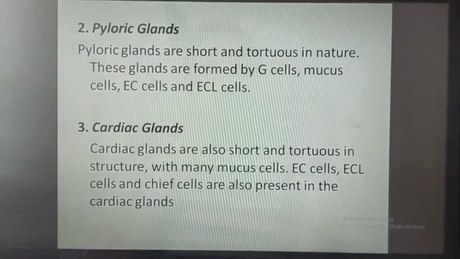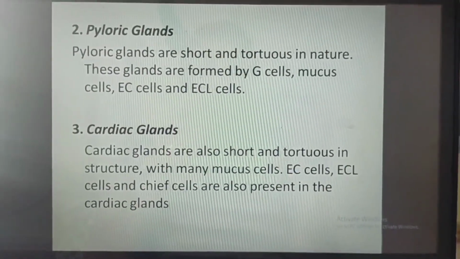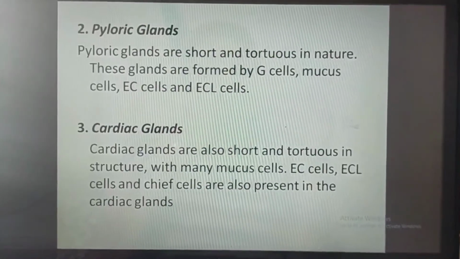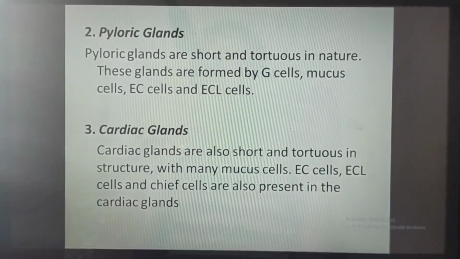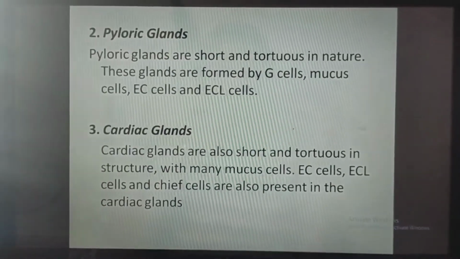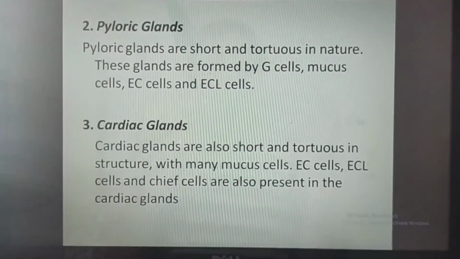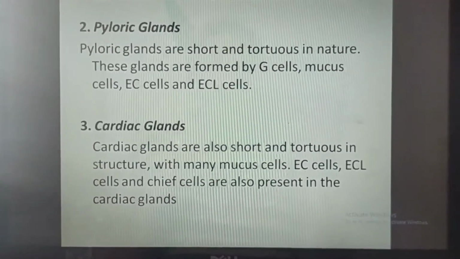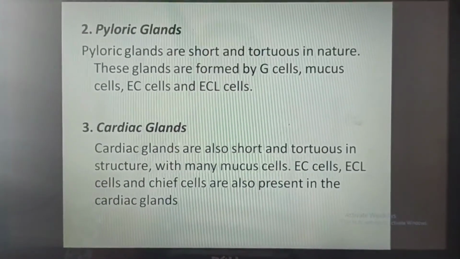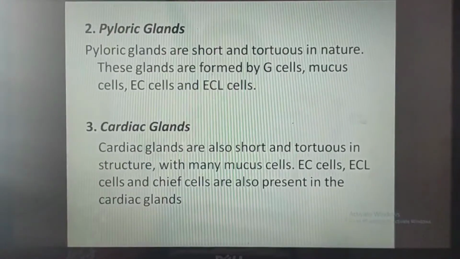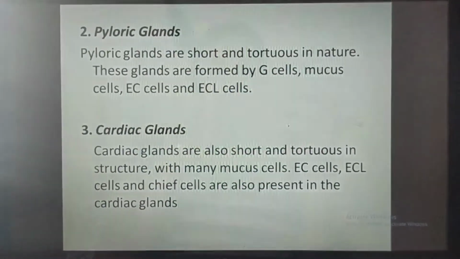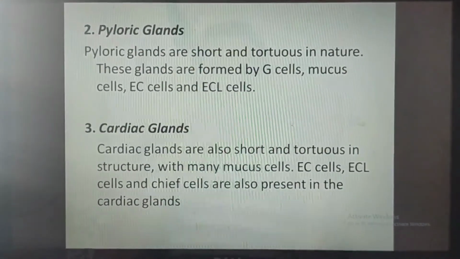Pyloric glands. Pyloric glands are short and tortuous in nature. These glands are formed by G cells, mucus cells, EC cells, and ECL cells. Cardiac glands. Cardiac glands are also short and tortuous in structure with many mucus cells. EC cells, ECL cells, and chief cells are also present in the cardiac glands.